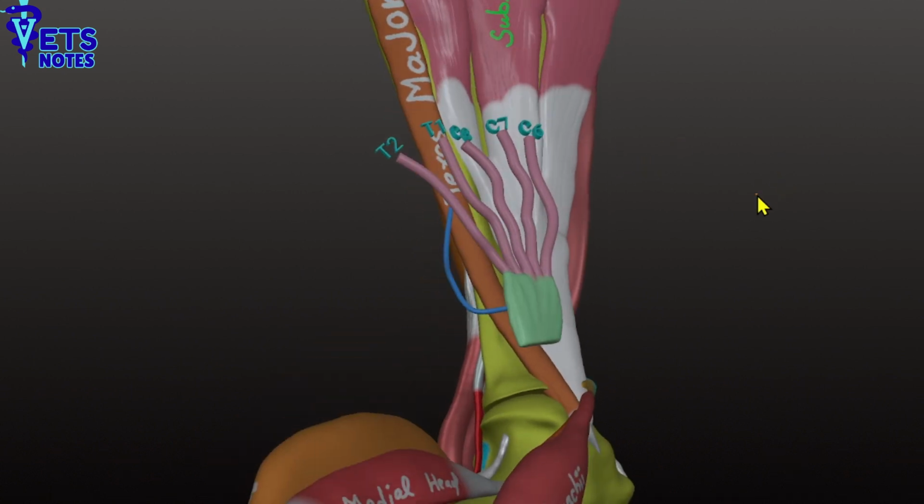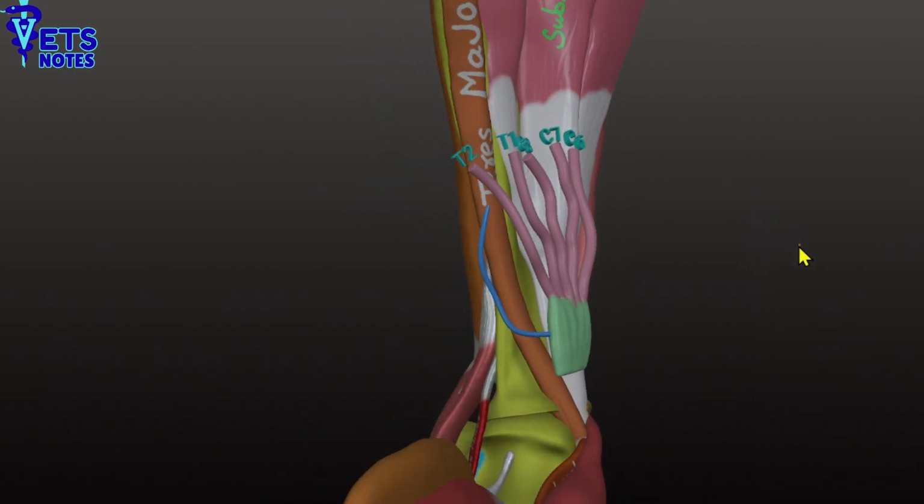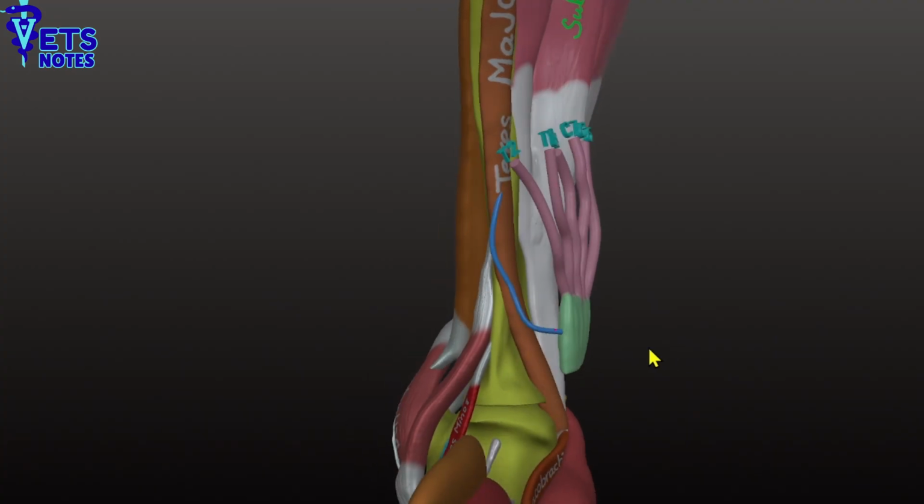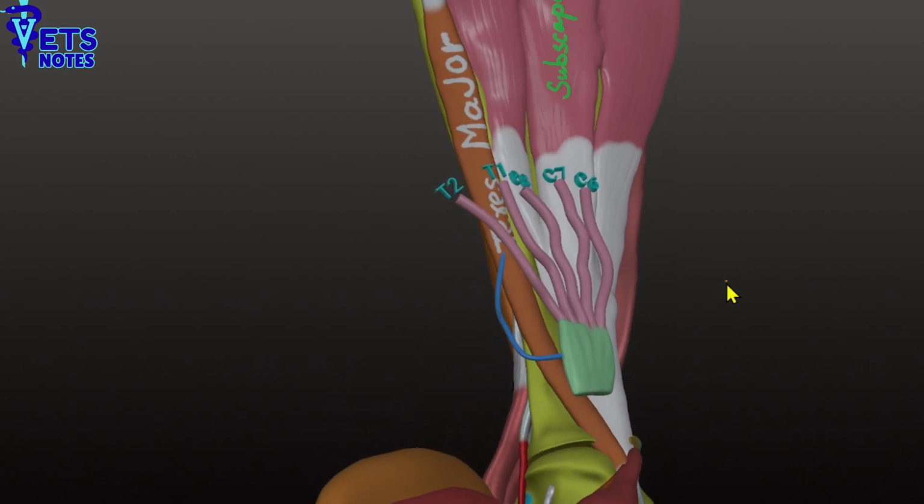You can clearly see the teres major muscle. That's why the name is called nerve to teres major. This is the brachial plexus. A small branch, this nerve, arises from the caudal aspect of the brachial plexus, moves backward and supplies this muscle, the teres major muscle.